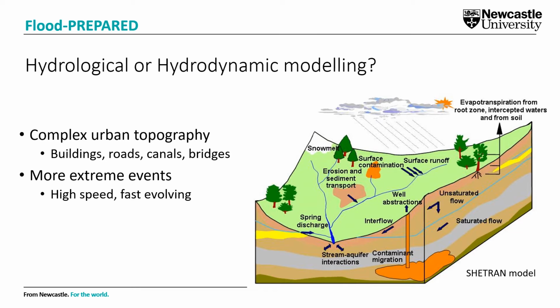on past events. However, in our project, we need to simulate flood in urban surface with very complicated topography, including buildings, roads, canals, and bridges. And due to climate change, we are facing more and more extreme events with higher speed and faster evolving process. Some of them are even unprecedented, which means the empirical parameters estimated before might not be working in the future, and therefore we need more physically based models.